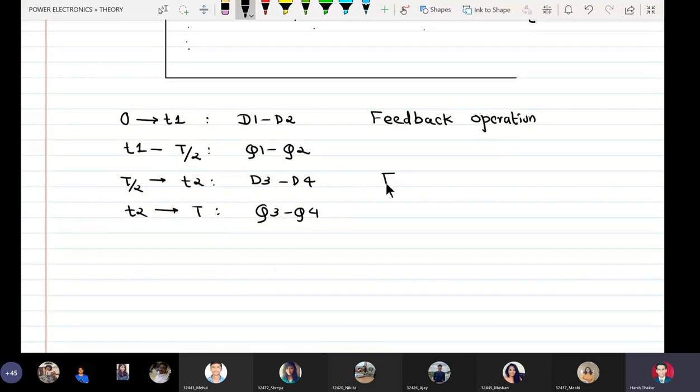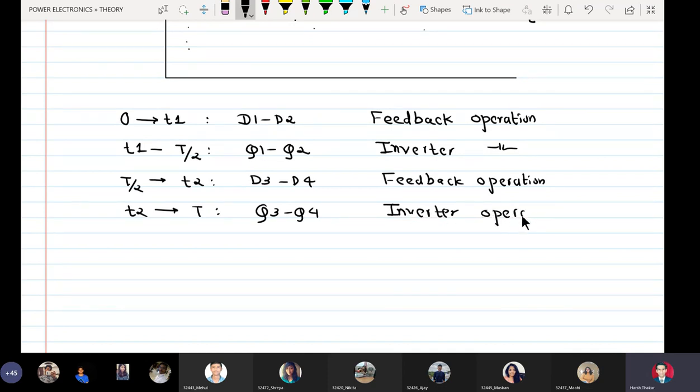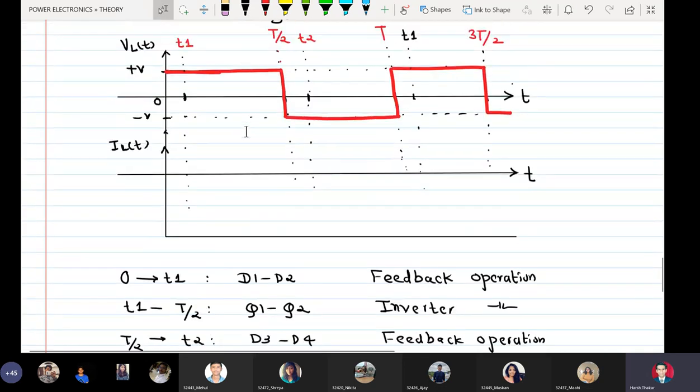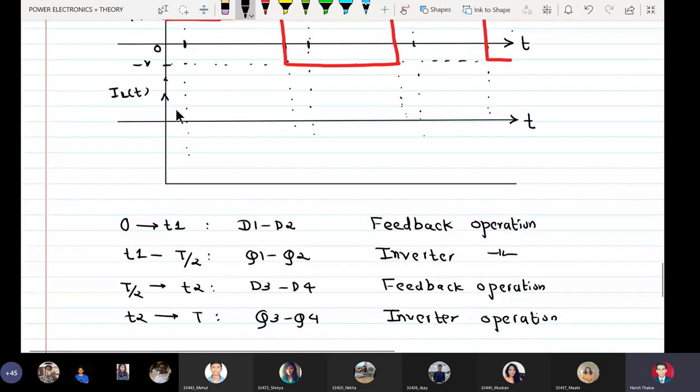So D3, D4 also feedback operation because they are feeding the energy back to the source. Q1 and Q2, this is inverter operation. Again, inverter operation. Very simple now. So now we will mark two current levels.